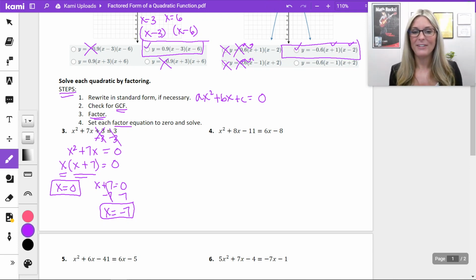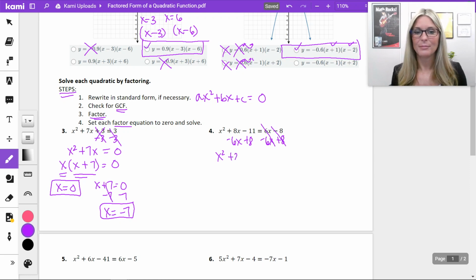In number 4, we have x squared plus 8x minus 11 equals 6x minus 8. Again, we want it equal to 0. So let's subtract the 6x away from the right side. I'm going to line it up with like terms on the left side. What we do to one side, we got to do the other. I'm also, hope I don't ruin your brain here, going to add 8 on both sides, doing kind of 2 steps at once. Our new polynomial is going to say x squared plus 2x minus 3 equals 0.